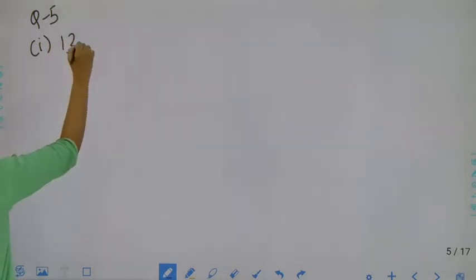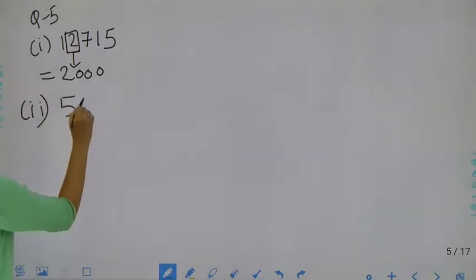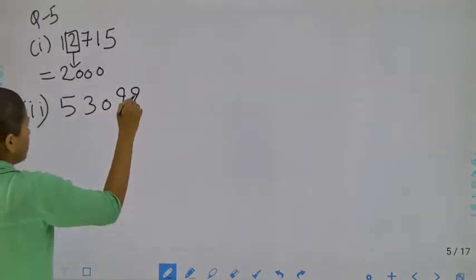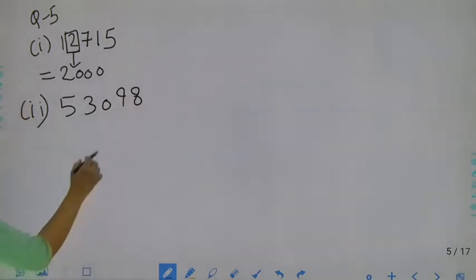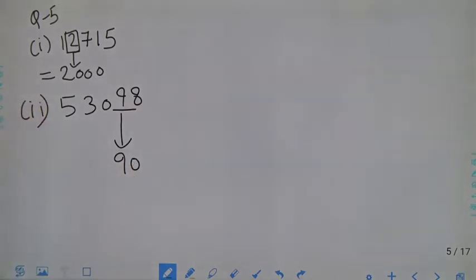One, two, seven, one, five. That is 12,715. We have to tell the place value of 2. That is ones, tens, hundred, thousand. Now move to the second part. That is 53,098. Again, we have to tell the place value of 9. That is 90.